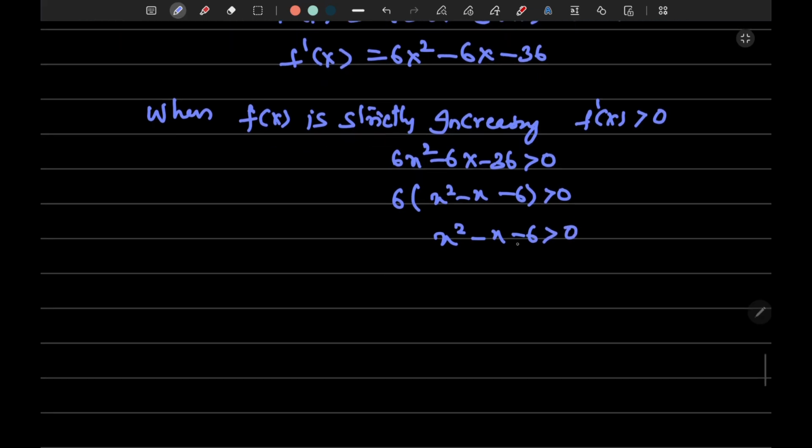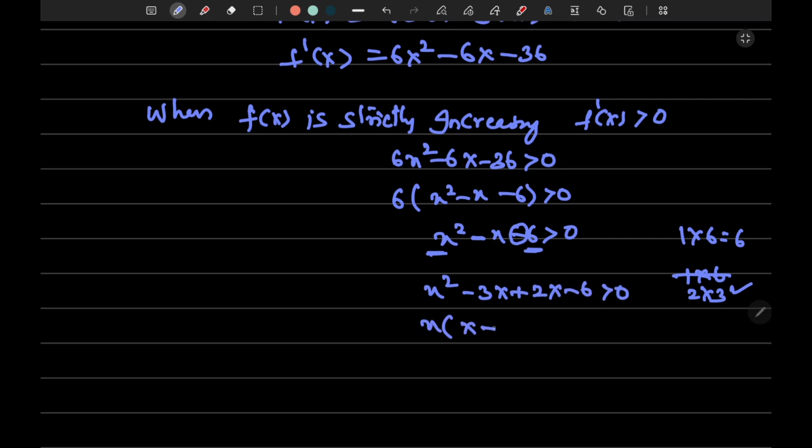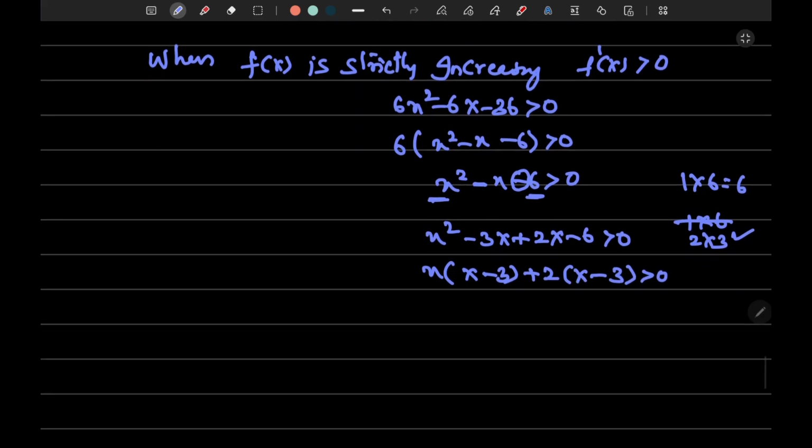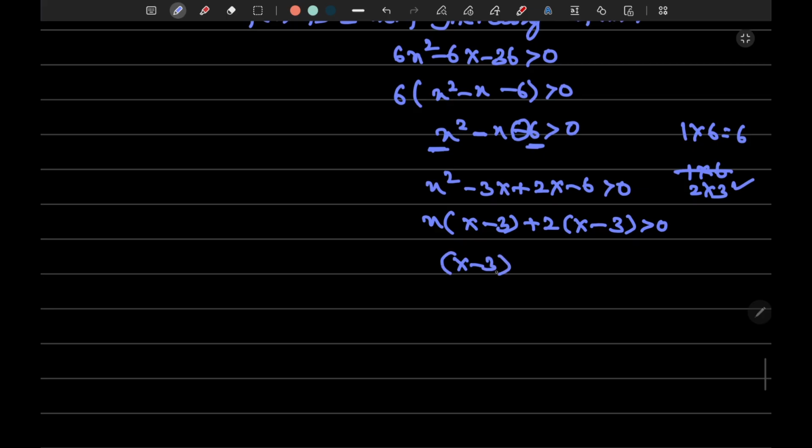x square minus x minus 6 greater than 0. So find the factors for this. Multiply the coefficient of x square and 6: 1 into 6 equals 6. Which factors of 6? 1 and 6, 2 and 3, 3 and 2, 6 and 1. Here the second sign is negative, and the subtraction should be 1, which is 3 and 2. So x square minus 3x plus 2x minus 6 greater than 0. Taking x common, x into x minus 3, plus 2 common, x minus 3, greater than 0.